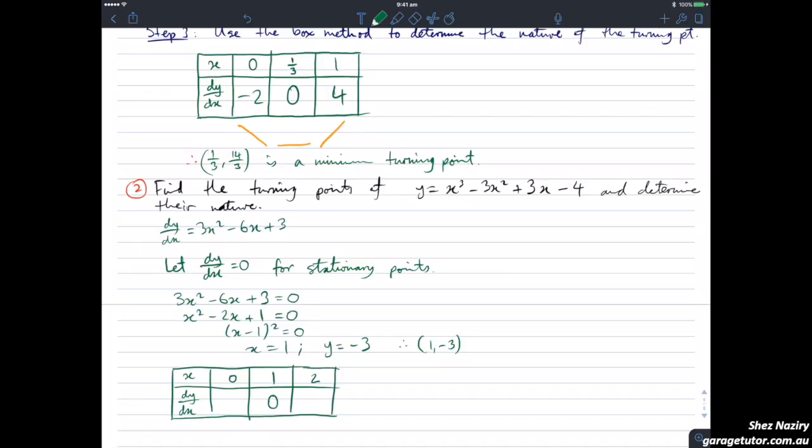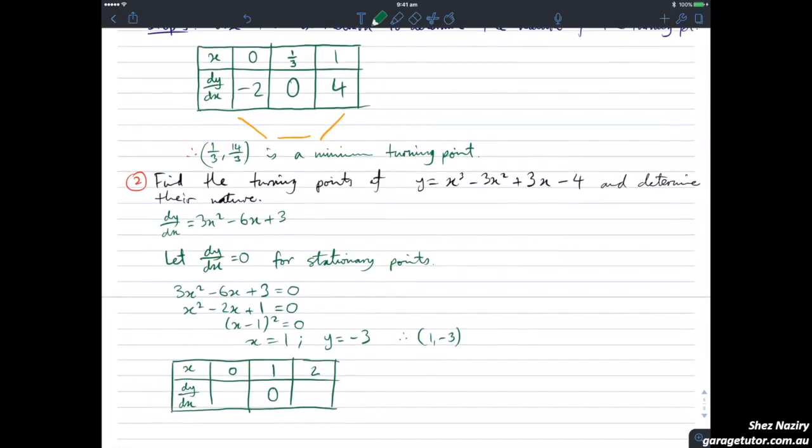Now, as I'm going to sub in the actual 0 point into dy/dx, we get 3. And now I'm going to sub in 2 into dy/dx. So we get 3 times 2 squared is 12, minus 12, plus 9, and we get 3 again.